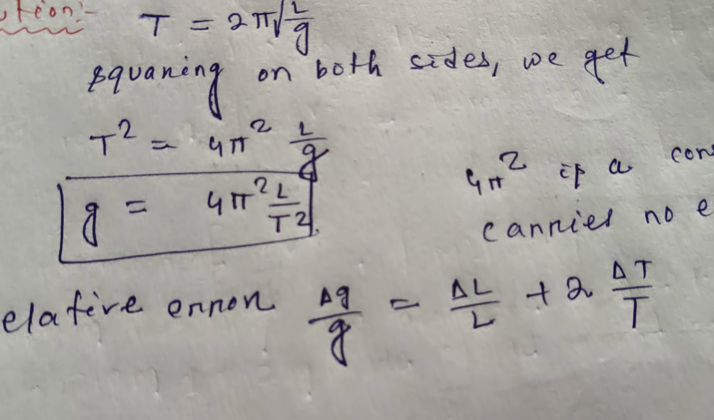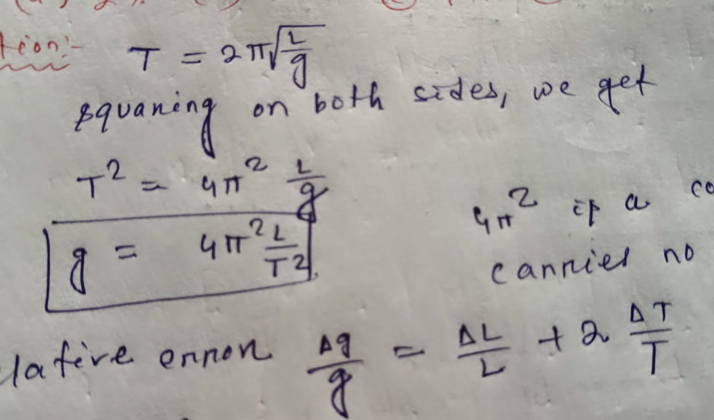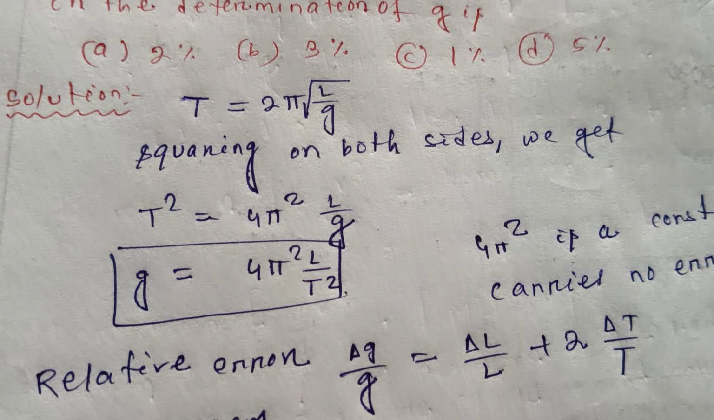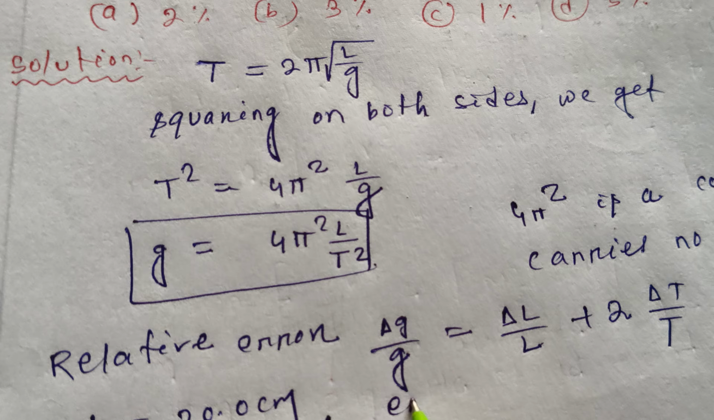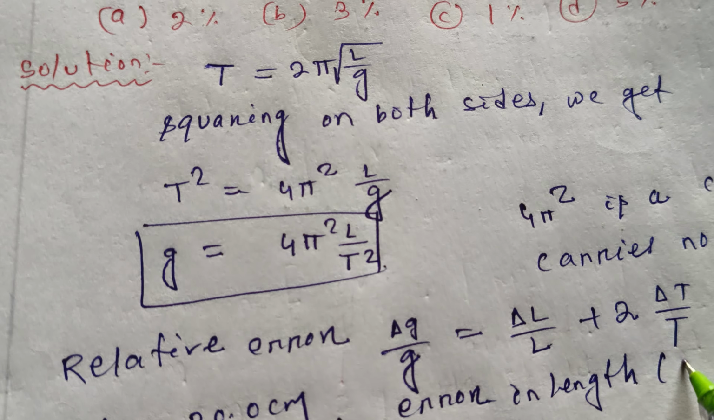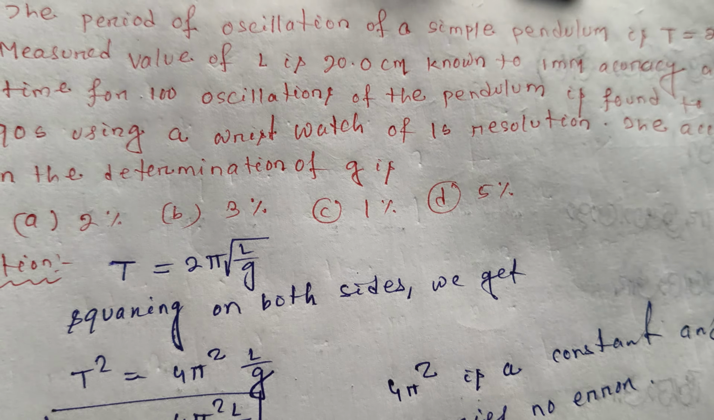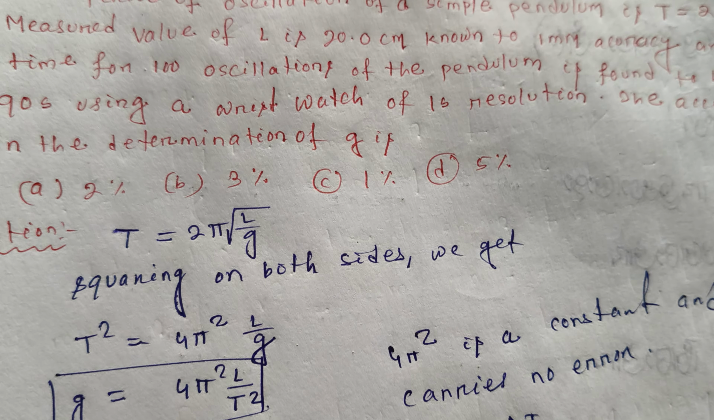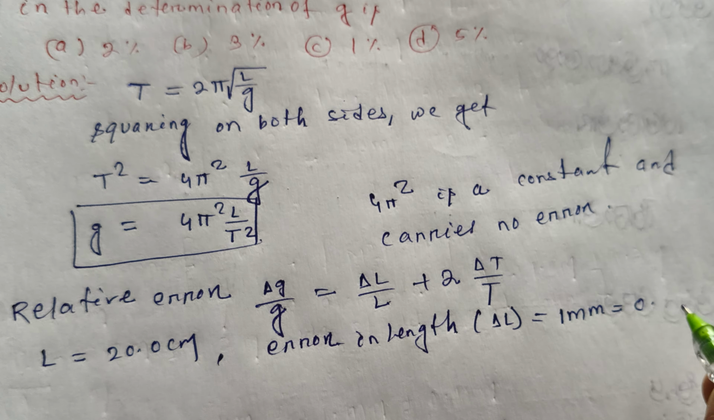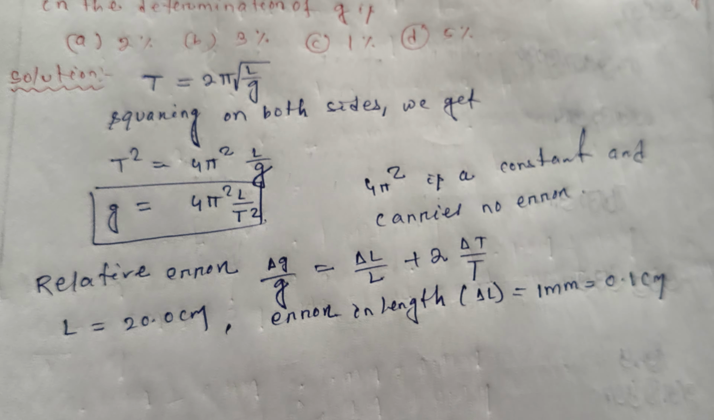But in case of L, here L is equal to 20.0 centimeter. Okay, the value of L is given, 20.0 centimeter, and the error in length del L is given. Error in length is equal to 1 mm. So that 1 mm, converting into the standard unit centimeter, is 0.1 centimeter. Okay, this is the 0.1 centimeter.